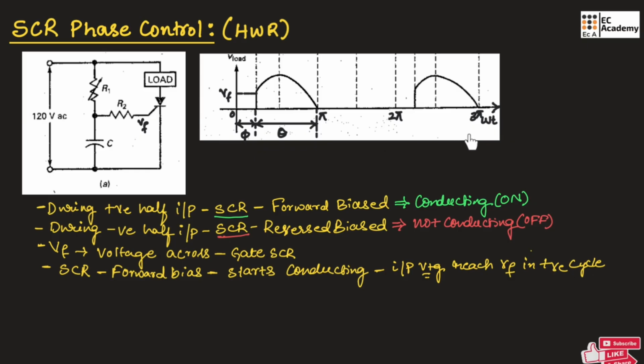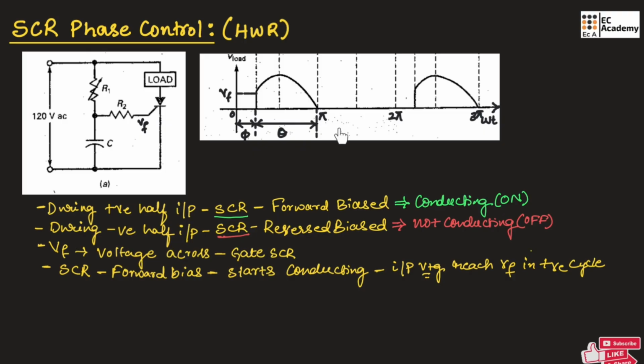So this is the output waveform of SCR used as half wave rectifier. In this waveform, as you can see, there is a voltage which is equal to VF, which is gate voltage. Even though the SCR is on, the SCR will not conduct until the input voltage reaches the gate voltage. Once the input voltage is equal to or greater than the gate voltage, the SCR will start conducting and the positive half of cycle will be obtained at the output.